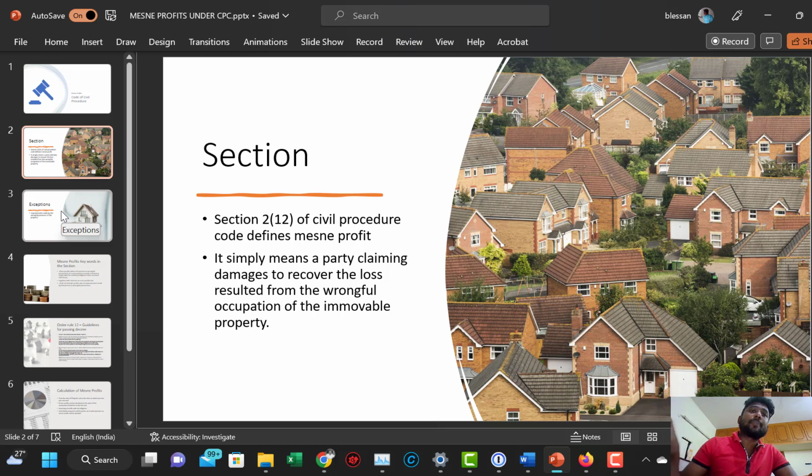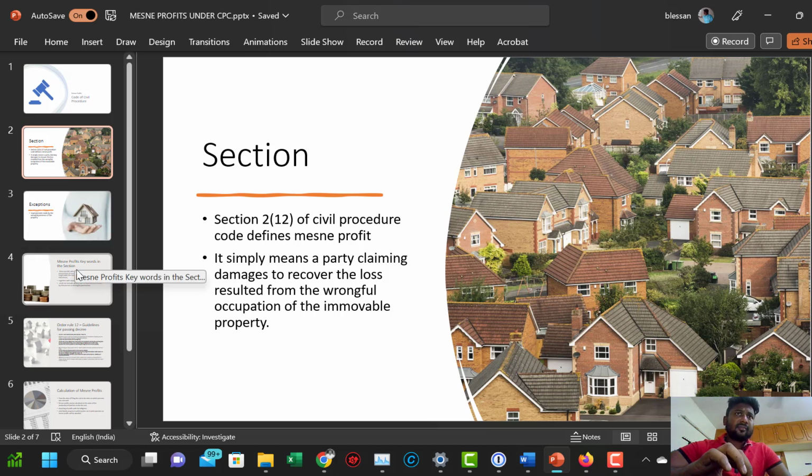And one more thing, there's an exception to the Mesne Profits concept. I told you Mesne Profits is nothing but any person who is in wrongful possession of an immovable property has to give the profits along with the interest to the person who is claiming it. The person who is claiming must be a lawful person. But there is one exception. If the person has made improvements to the property, and he is gaining any profits from such improvements, then there is no need for him to give away those profits.